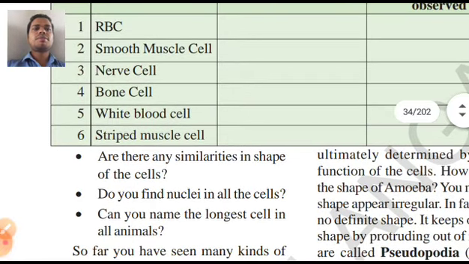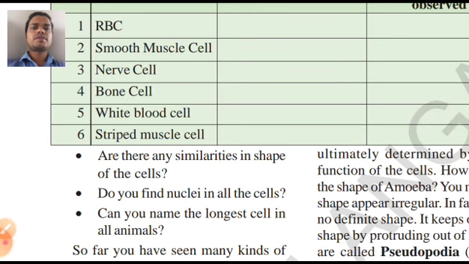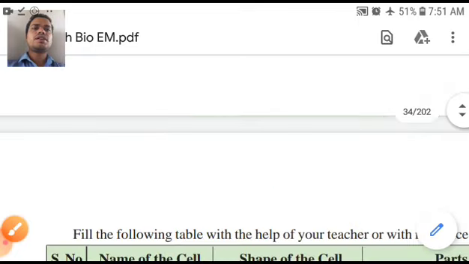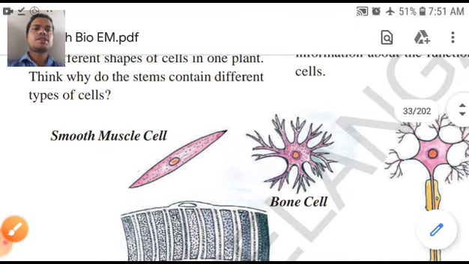Are there any similarities in the shapes of the cells? No, there is no similarity. All cells are different. Do you find any nuclei in the cells? Yes, we found nuclei in the cells. What is the meaning of nuclei? Nuclei means a small dot-like structure in the center.